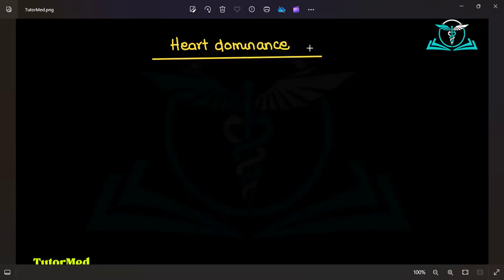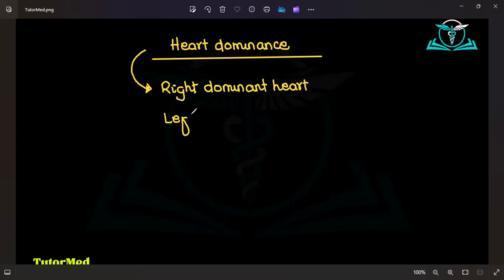When we say heart dominance, what do we mean? When we pick the general population, someone's heart can be described as a right dominant heart or a left dominant heart, or in a few instances, a co-dominant heart. Okay, so these are the various classes. A right dominant heart, a left dominant heart.